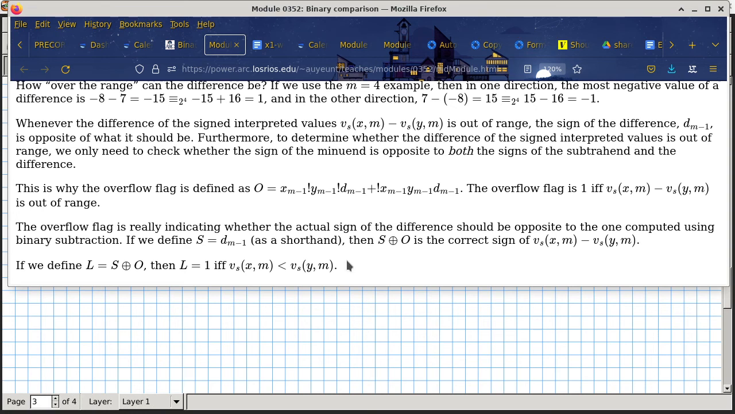Okay, so let's pick up the stuff that we should know already by this time. I think we should understand what is VSXM versus what is VSYM, right? The signed value, the signed integer represented by X versus the signed integer represented by Y. We know what is exclusive OR, and L is being defined here. So what is left is, but what is S and what is O? So we go backward a little bit.